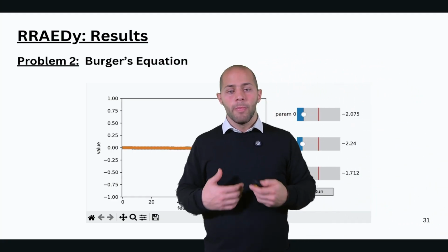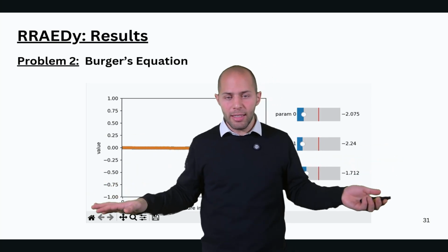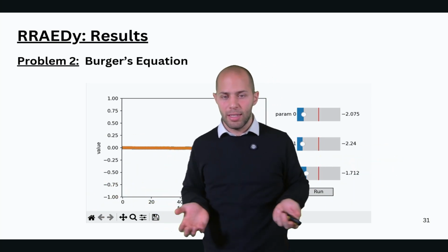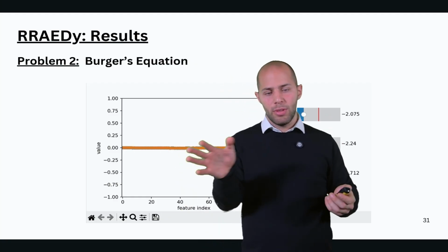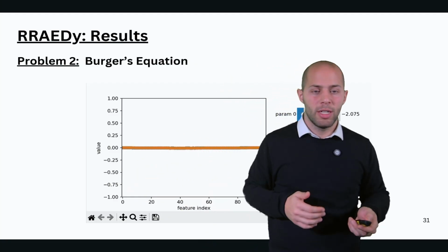So one more time, RRAEDy can extrapolate on different test sets because these initial conditions have never been seen by the training set, but also it can usually forecast in the future, which we could not see here, but we could see on the van der Pol equation before.